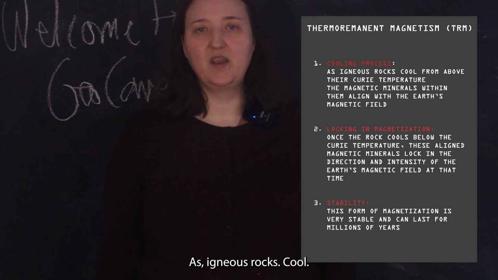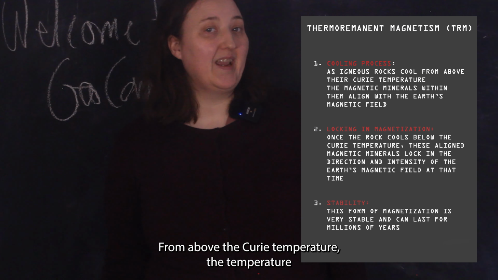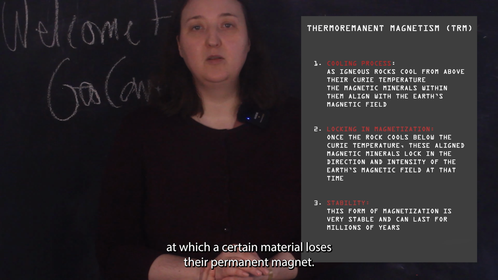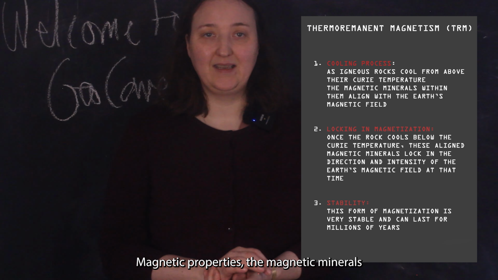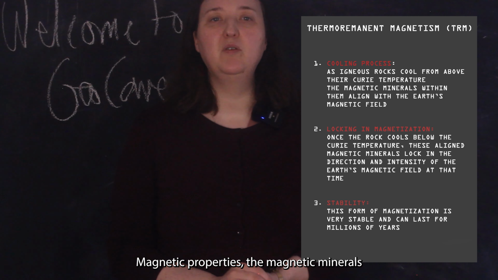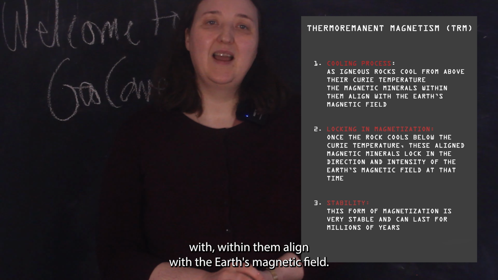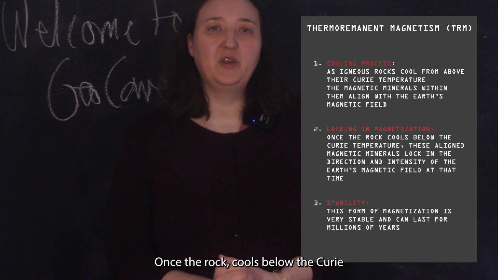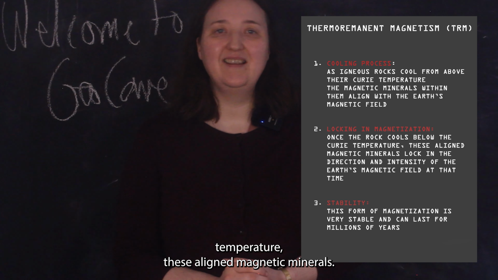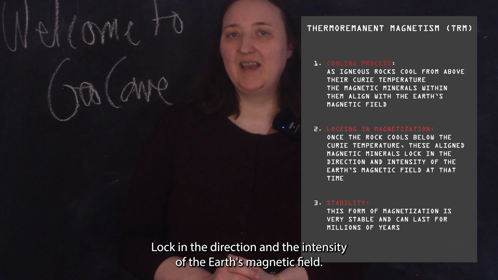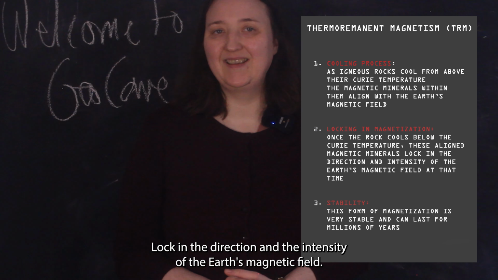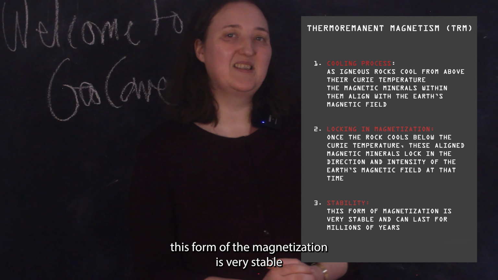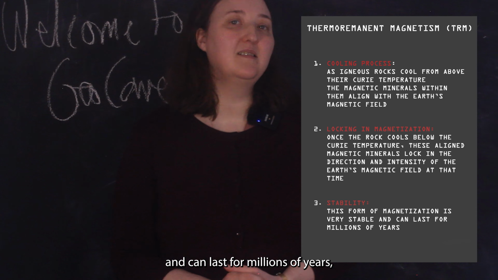As igneous rocks cool from above the Curie temperature, the temperature at which a certain material loses its permanent magnetic properties, the magnetic minerals within them align with the Earth's magnetic field. Once the rock cools below the Curie temperature, these aligned magnetic minerals lock in the direction and the intensity of the Earth's magnetic field at that time. This form of magnetization is very stable and can last for millions of years.